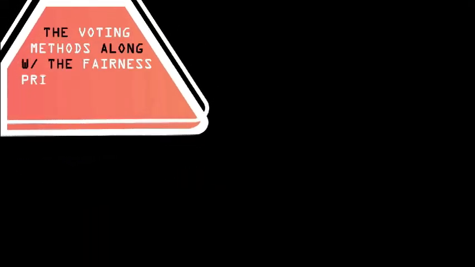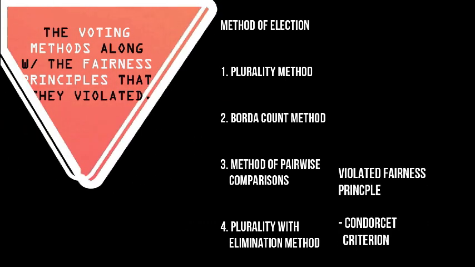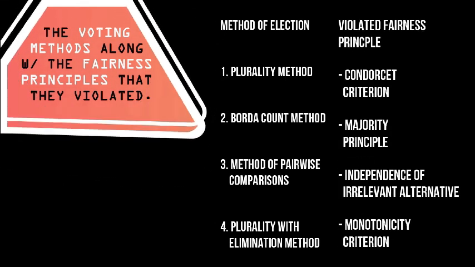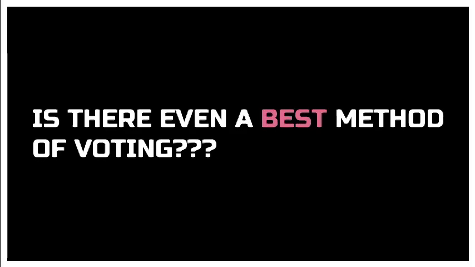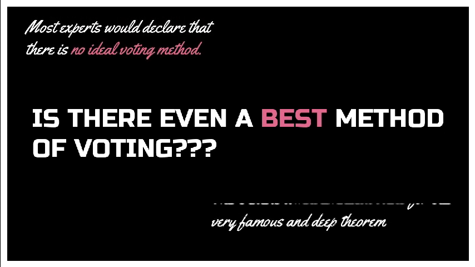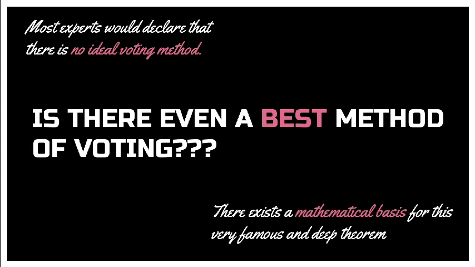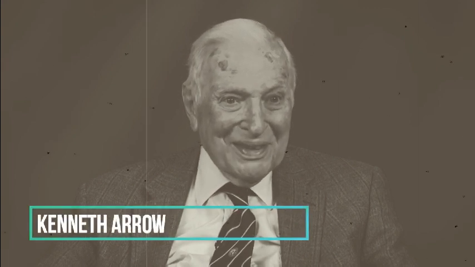We have presented instances of elections using certain voting methods where particular fairness criteria were violated. Seeing the results, we then become desperate in finding the answer to the question, is there even a best method of voting? Well, most experts will declare that there is no ideal voting method. But there exists a mathematical basis for this, the very famous and deep theorem of the mathematical economist Kenneth Arrow. With this, we now move on to the next section.